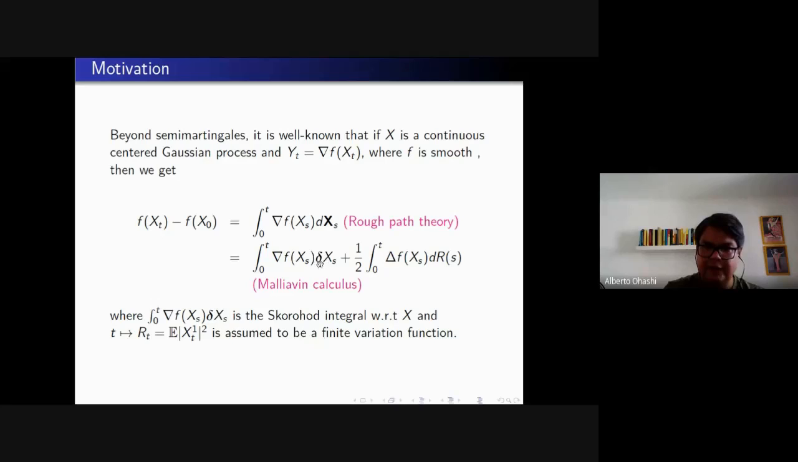So the delta here denotes the Skorohod integral, plus this Young integral. Sorry, not Young. In this case, it's even simpler. It's Lebesgue-Stieltjes, because R here is assumed to be of finite variation, which is the variance of your process. But the important fact here is that you can write down the rough path integral in terms of Skorohod plus some remainder term, which depends on the covariance structure of your Gaussian process.